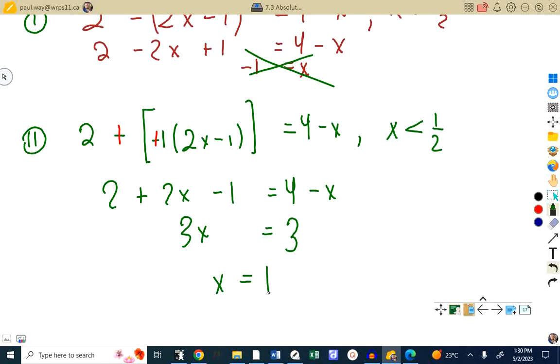I add x to both sides to get 3x on the left. The 2 minus the 1 is 1. I subtract it away from 4, giving me 3. So 3x equals 3, x equals 1. Is that in the domain for that equation? No. Wow. This equation has no solutions. Let's keep going.